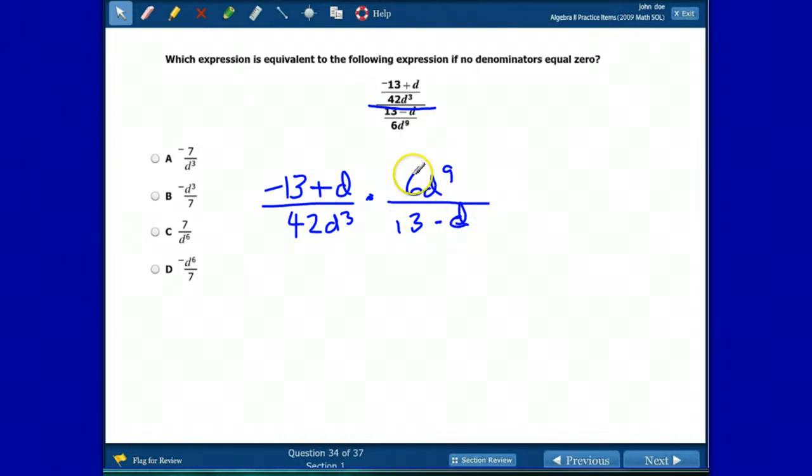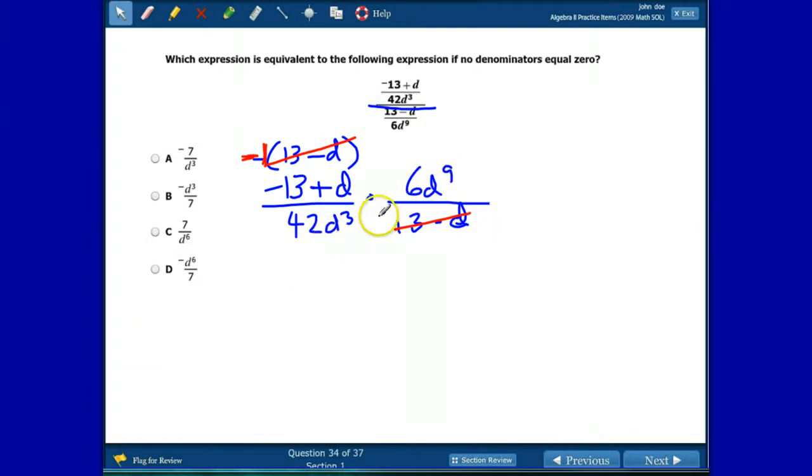Alright, so let's see. Can I do anything to this? What if I take a minus out of this? I'm going to be left with a 13 minus d. Well, that looks an awful lot like that one. So let's go crazy and cross out some stuff. So I can cross out this one with this one now. I've got a minus. Just remember I have a minus 1 sitting out here, so let's not forget about it.